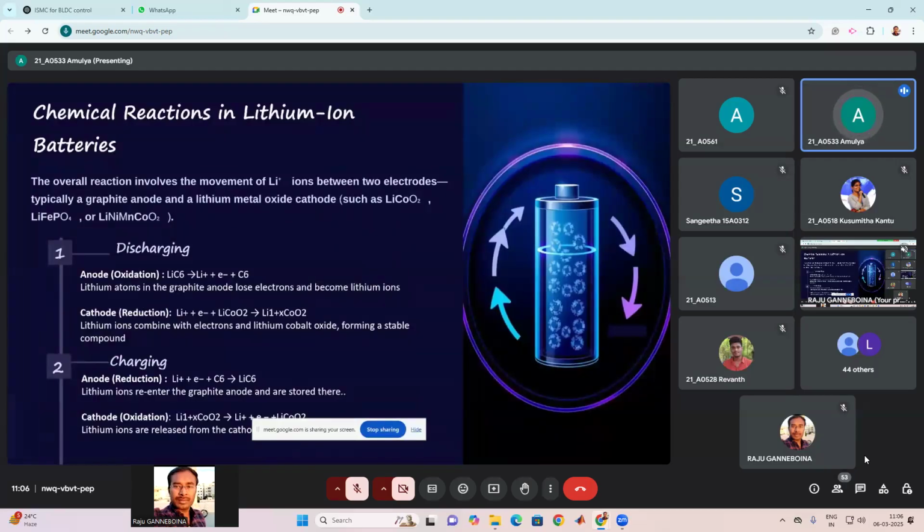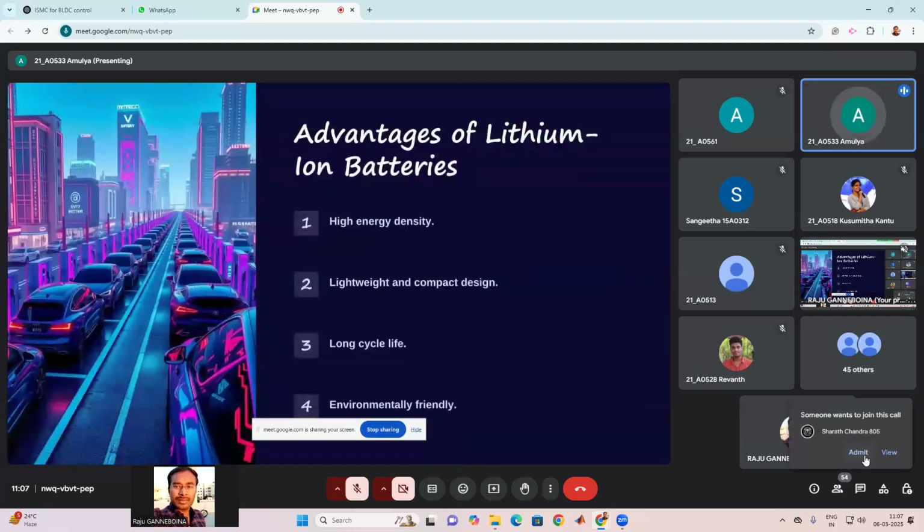When it comes to charging, at the anode the reduction happens, forming a compound called LiC6, and at the cathode the compound is broken down, releasing the electrons. This is the overall reaction that takes place in charging and discharging of lithium ion batteries. So what are the advantages of lithium ion batteries? They have high energy density. They are lightweight and have a good design. They have a longer cycle lifespan, so they can be used for a long time. And they are environmentally friendly, releasing fewer chemicals or pollutants into the environment.